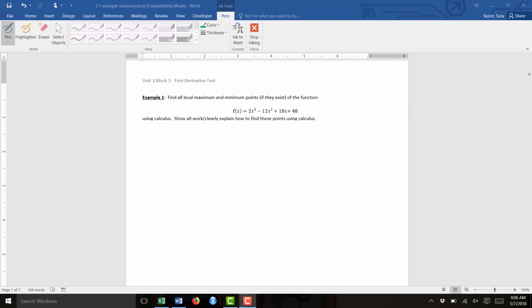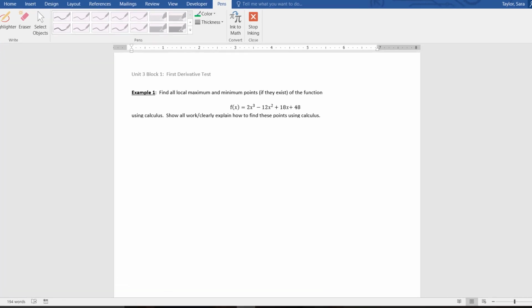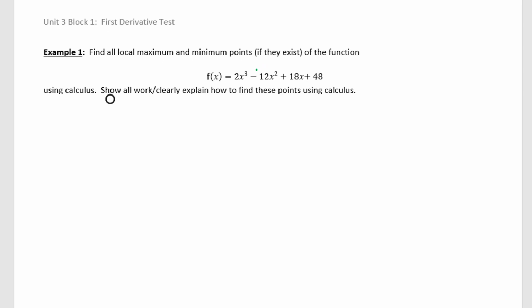In this video, we're going to go through Unit 3, Block 1, Example 1. We're going to use the first derivative test to identify the local maximum and local minimum points of this given cubic function. So we have a third degree polynomial given to us, and we're asked to find local max and min. To do this, we're going to follow our first derivative test steps.